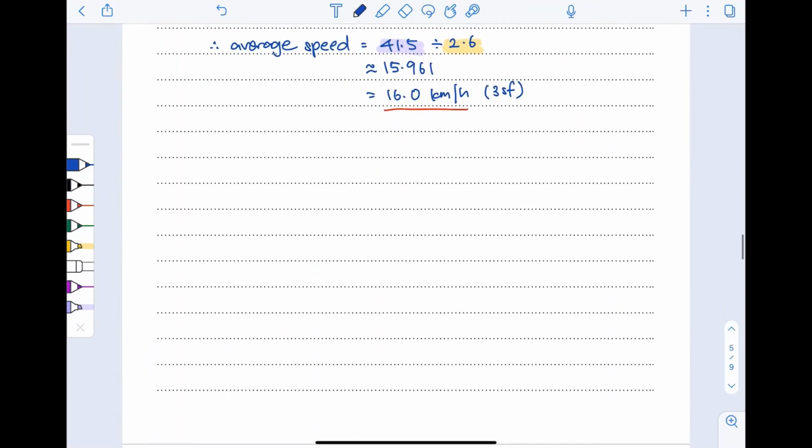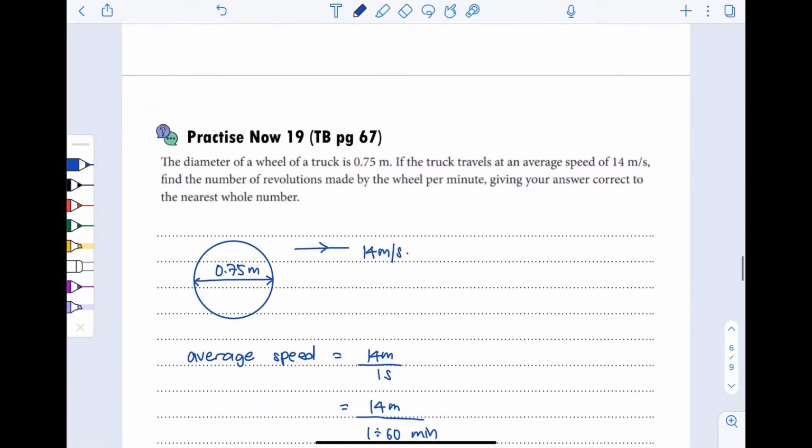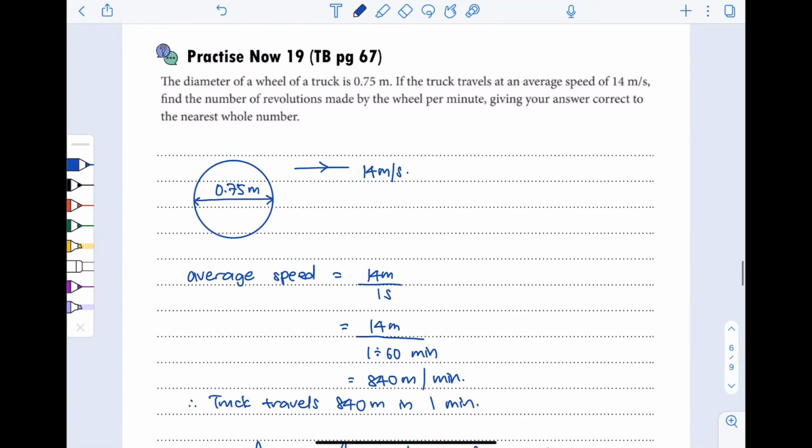We now move on to Practice Now 19. So in Practice Now 19, we are given that the diameter of a wheel of a truck is 0.75 meter. So I have illustrated this in our diagram here, for one wheel. If the truck travels at an average speed of 14 meters per second, so it travels forward 14 meters per second, we want to find the number of revolutions.